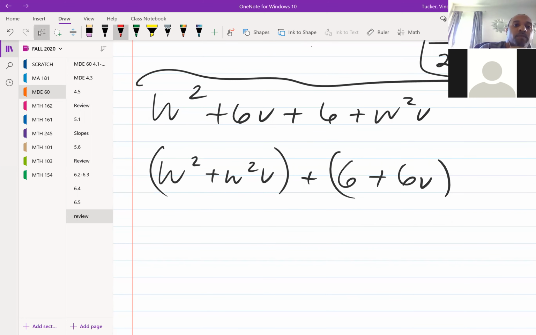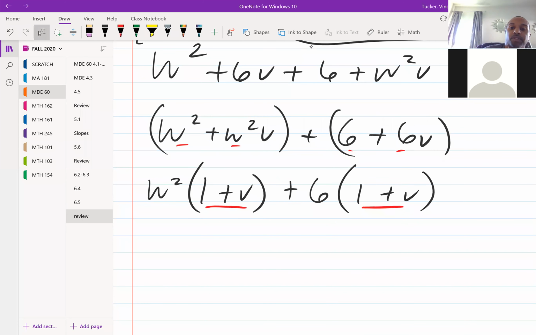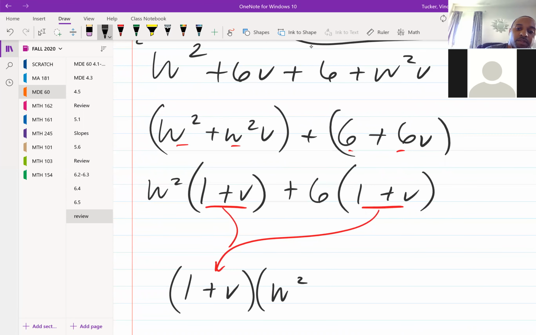All right, so now I have a w squared that's in common with each term here. Factor that out. That will be 1 plus v. And in the next one, I have a 6 that's in common with both. So I factor that out. And that will be 1 plus v. And remember, when we get to this point, what's in the parentheses has to be exactly the same, or you cannot go any further. We do have that. So there's 1 plus v, w squared plus 6 is what's left. And that's what would go in our parentheses.